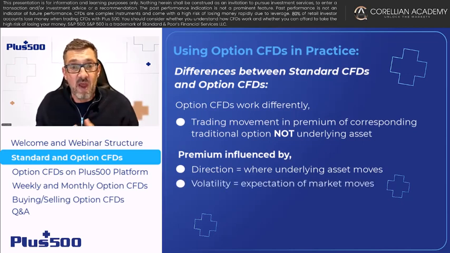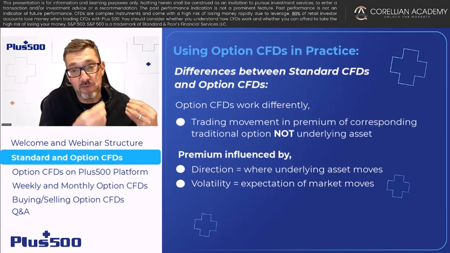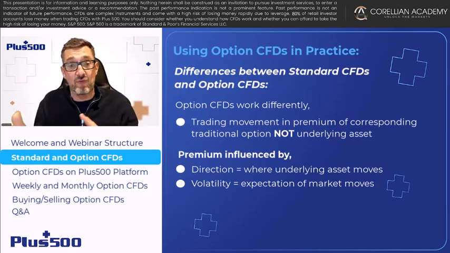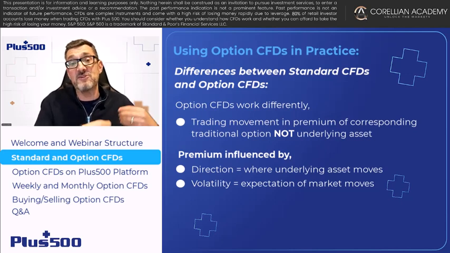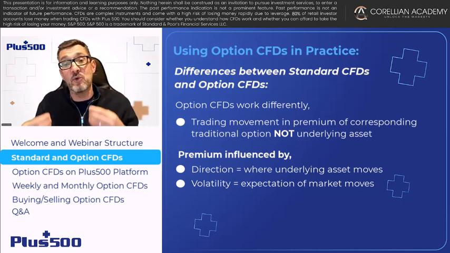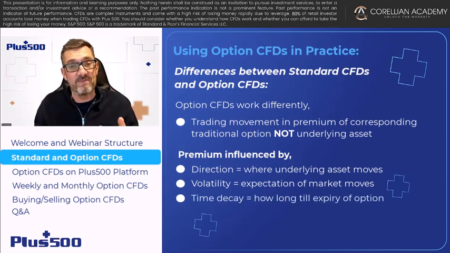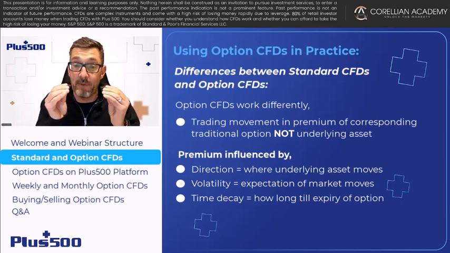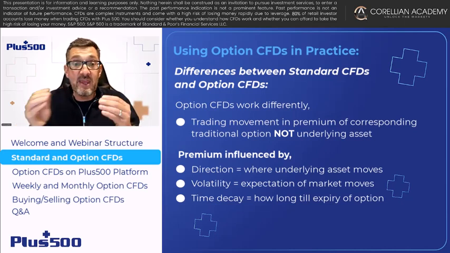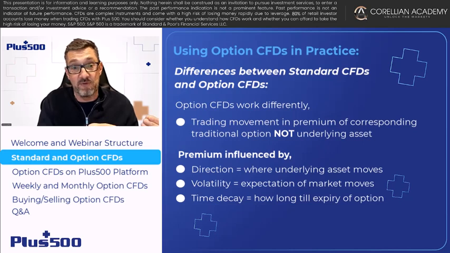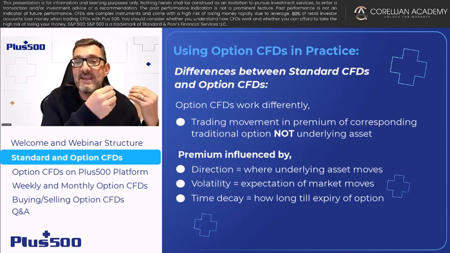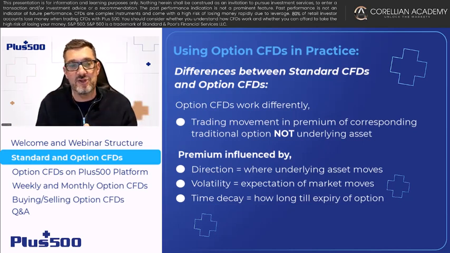Then there's volatility, where even if the underlying market doesn't move at all, the option premium can rise or fall simply because volatility changes. This means you can be right on direction, but still lose money if volatility collapses. And then there's time decay. Every option has an expiry date. As time passes, the option premium loses a portion of its value, even if the underlying asset price doesn't move. This is called time decay, and it accelerates as expiry approaches.